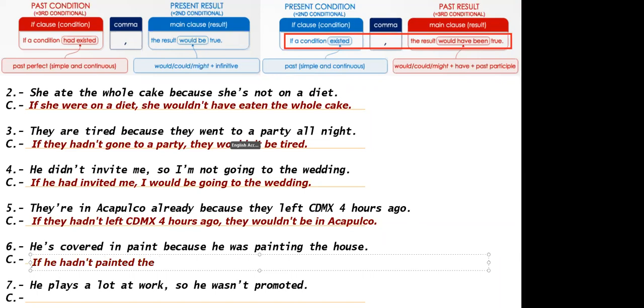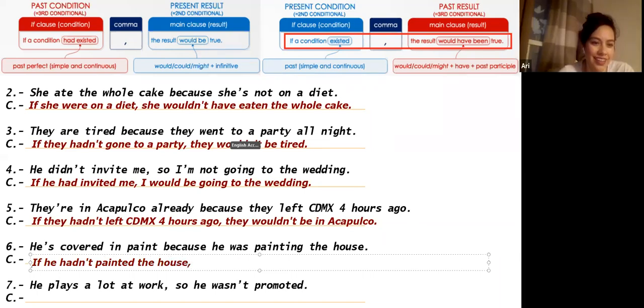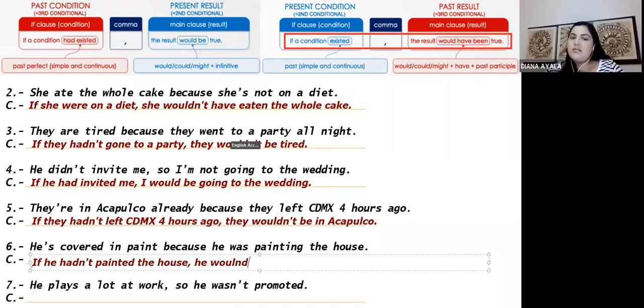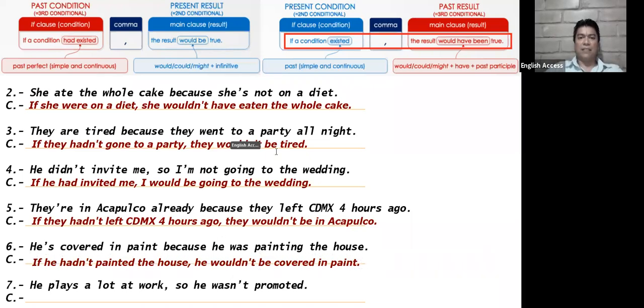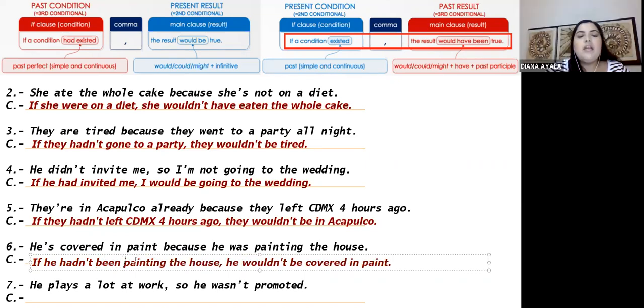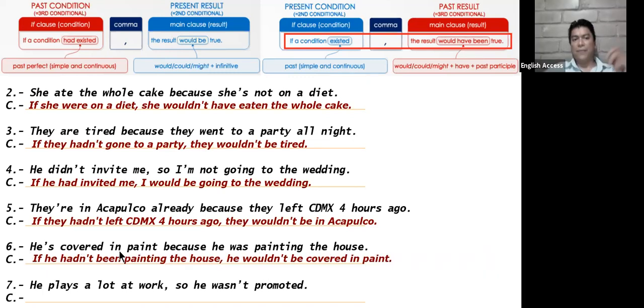If he hadn't painted the house, comma, he wouldn't be covered in paint. There's a little bit that needs to be fixed because in the real sentence, the verb is was painting, not painted. So it's ing and hadn't been painting. That's true. There, if he hadn't been painting the house, he wouldn't be covered in paint. Very good. Let's go with the last one.